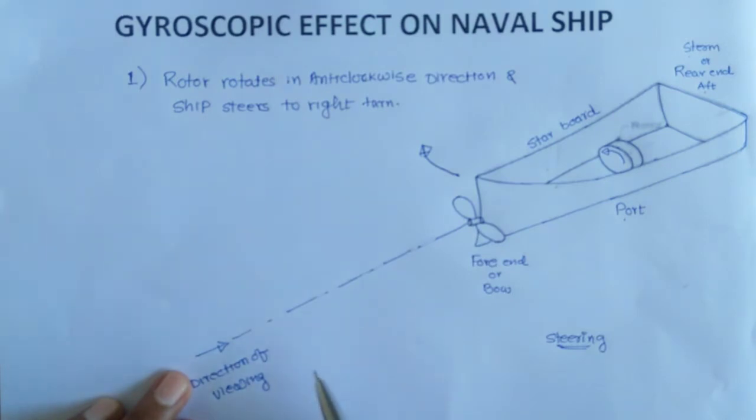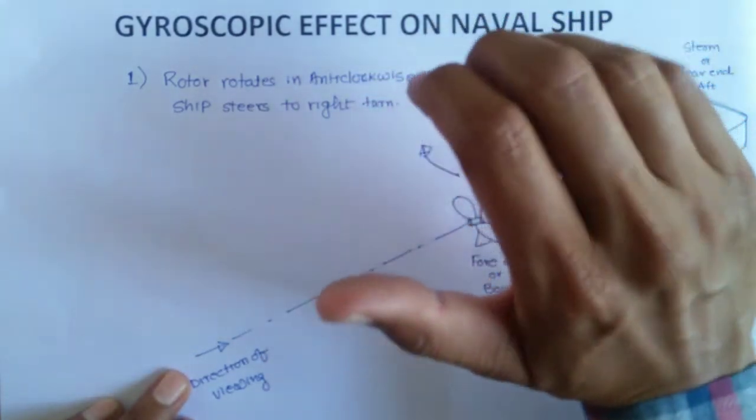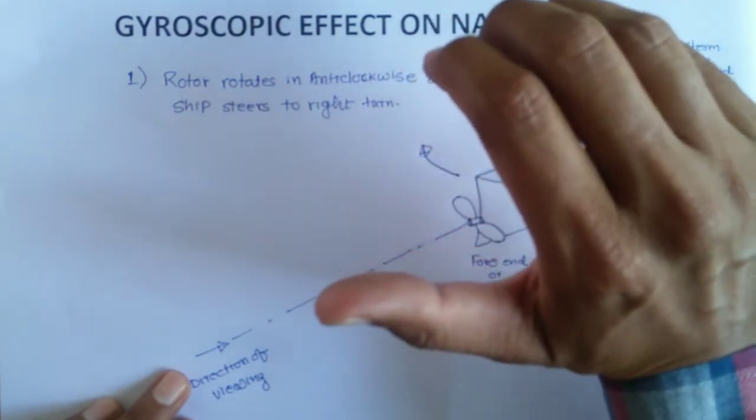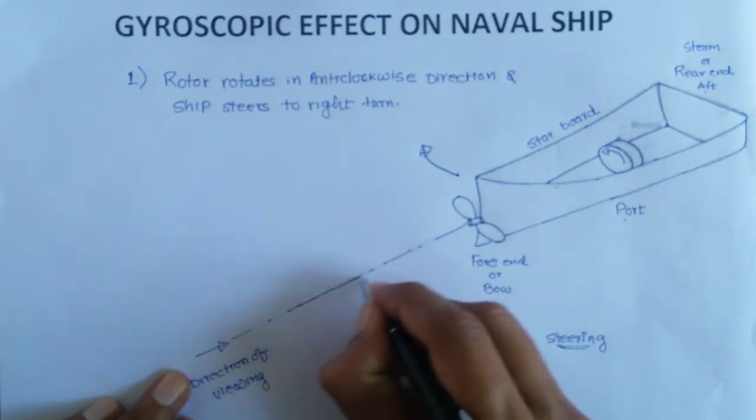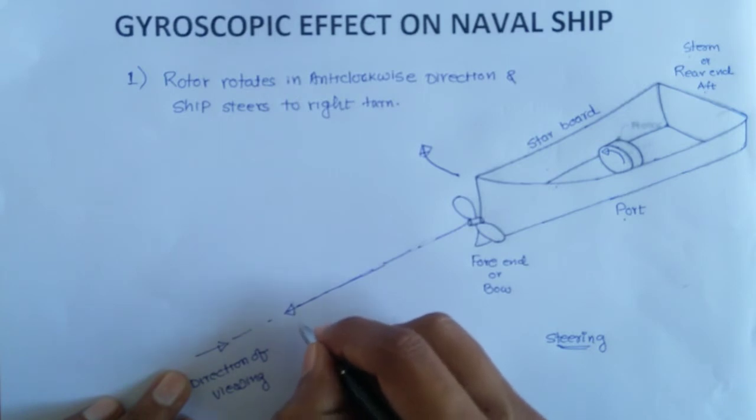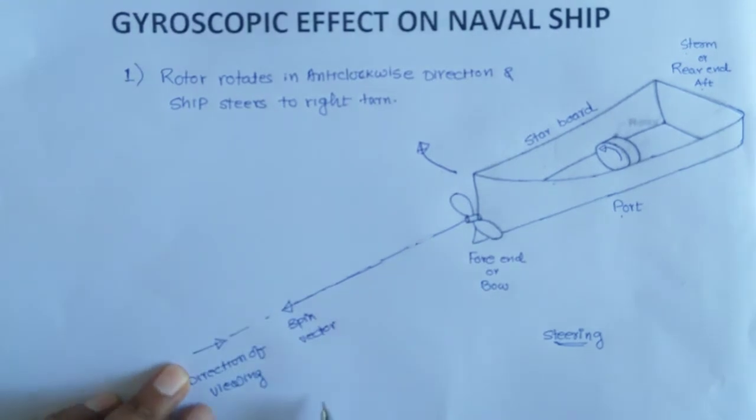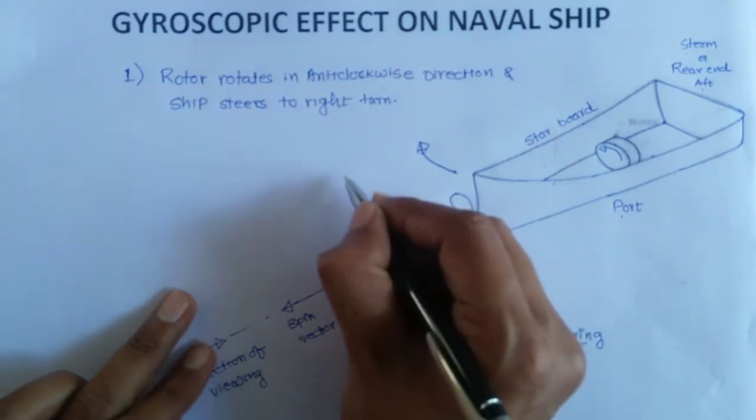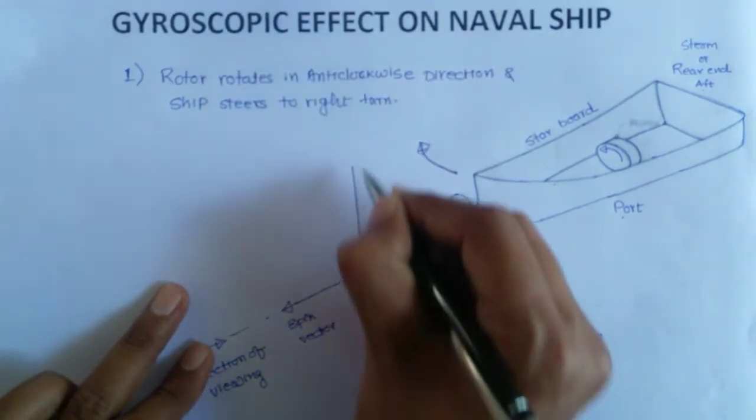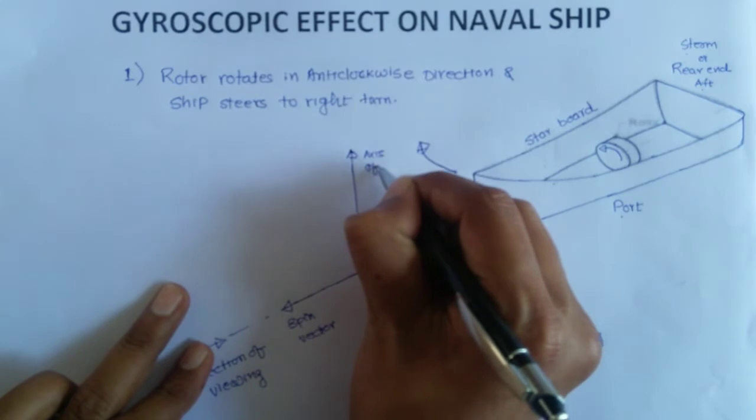Now first of all let us draw the spin vector. According to the right hand screw rule, this is the direction of rotation of the rotor. We curl our fingers in the direction of rotation of the rotor, then the direction of the thumb gives us the direction of the spin vector. So this is our spin vector. Now we know that the axis of precession is always at right angle to the direction of spin. So here we draw the axis of precession.